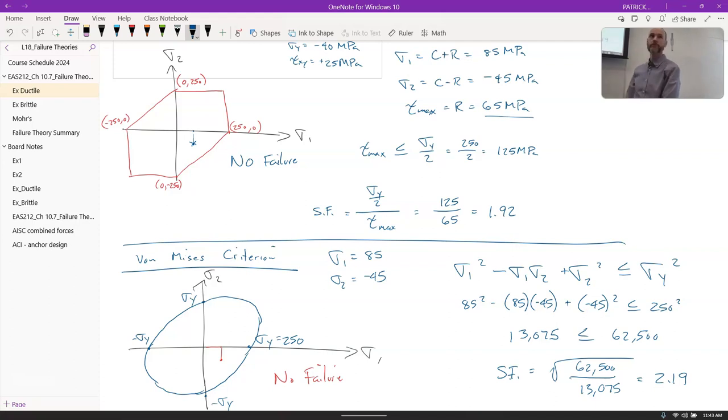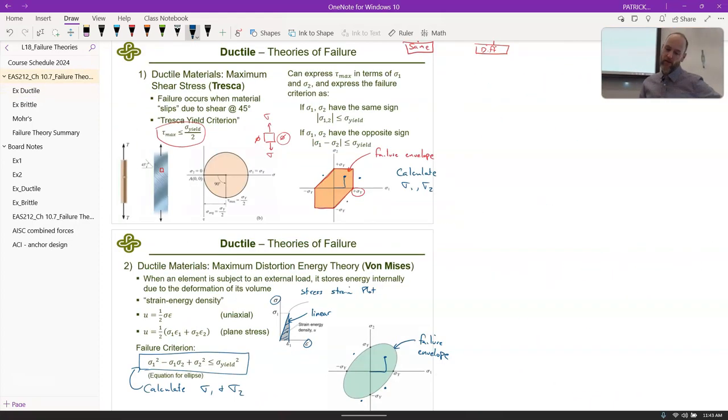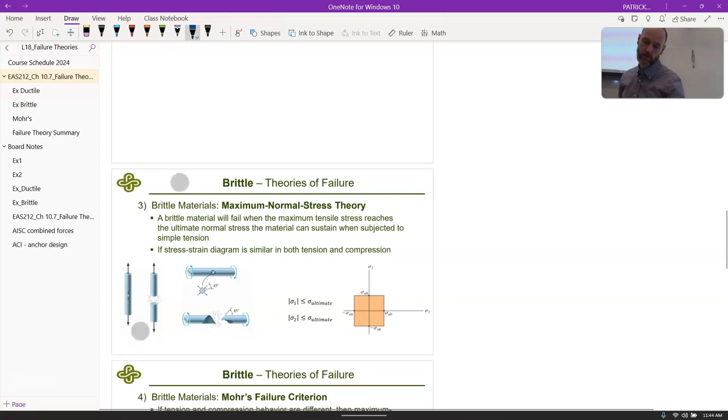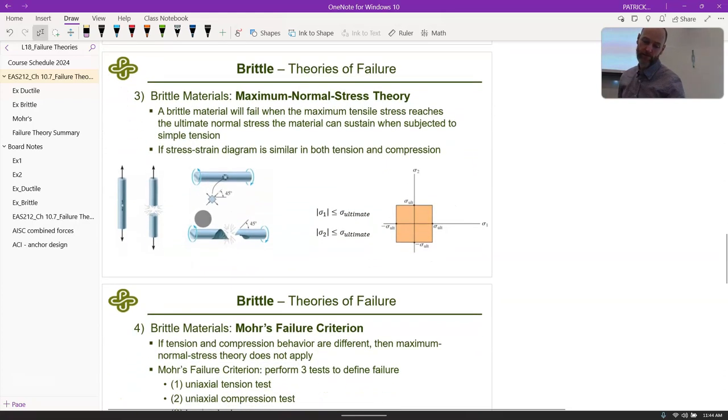Questions? Okay. I've got time, I think, to at least present the brittle scenario. So we had two options for ductile. For brittle, we've got two options as well.